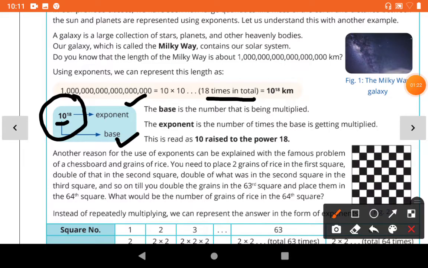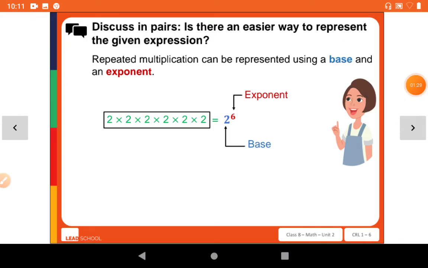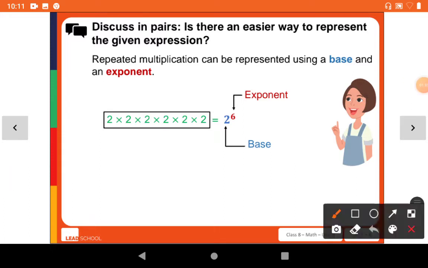Hence we can see it can be used to express very large quantities. So what we conclude from this? We conclude that repeated multiplication can be represented using a base and an exponent. As you can see, 2 is getting multiplied 6 times here. So we can write it 2 raised to power 6, where 2 is the base and 6 is the exponent, or you can call it power.